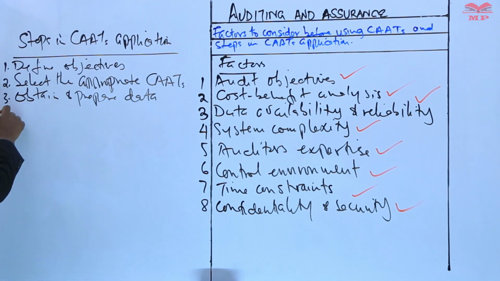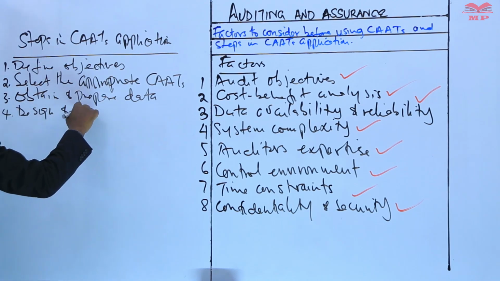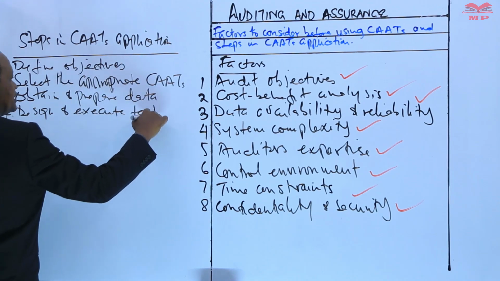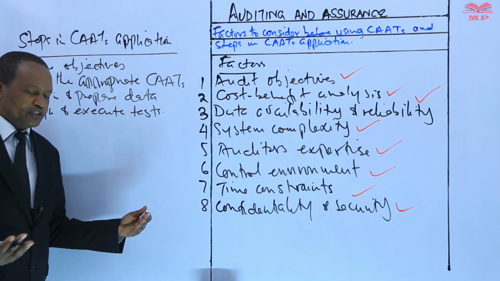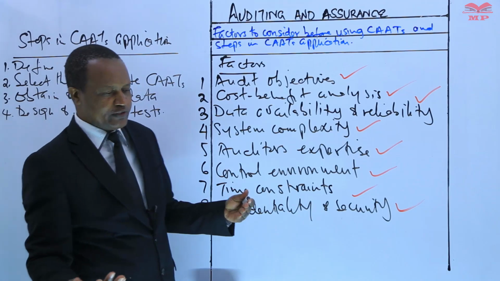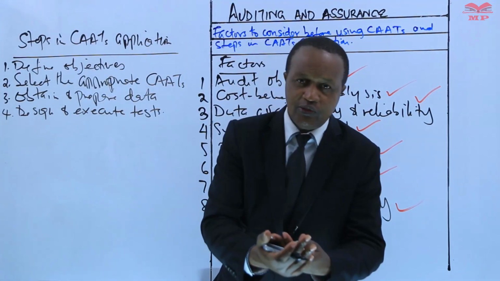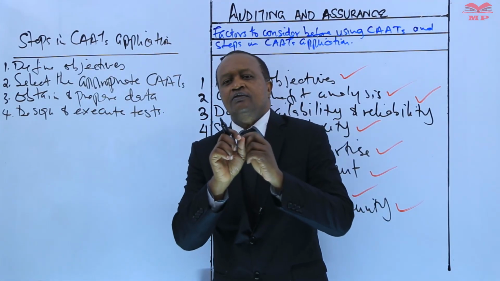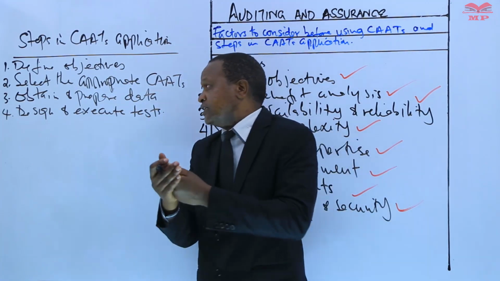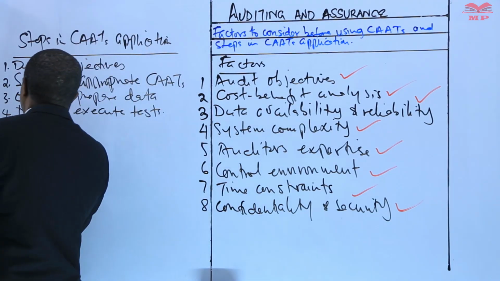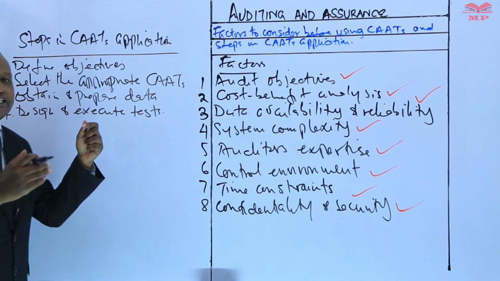Then step number 4 is to design and execute tests. That involves developing test procedures, developing the criteria based on the audit objectives. The auditor can then execute the test using the selected computer-assisted audit technique.